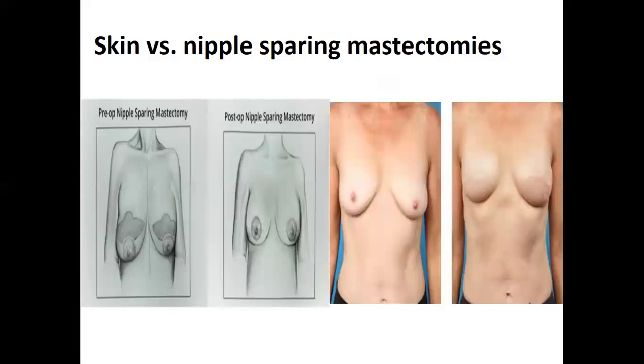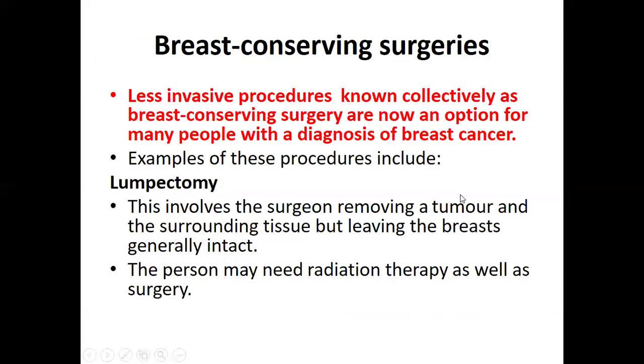Skin versus nipple sparing mastectomy. So this is what happens in pre-op nipple sparing mastectomy. Then once it is removed, it shows like that, which is here in color, and at least the nipple is spared rather than removing everything. It's still spared there. Breast conserving surgeries are also there.